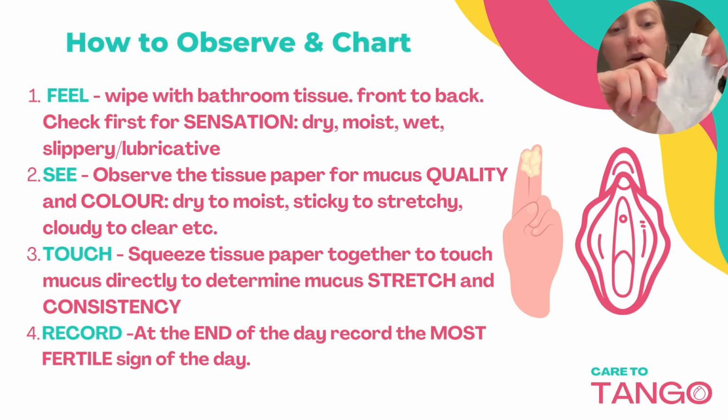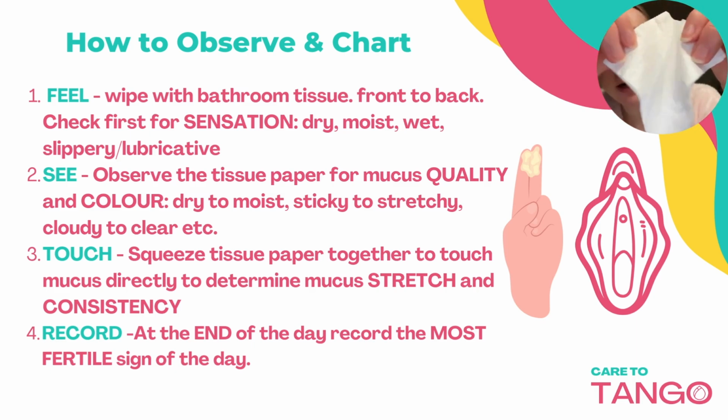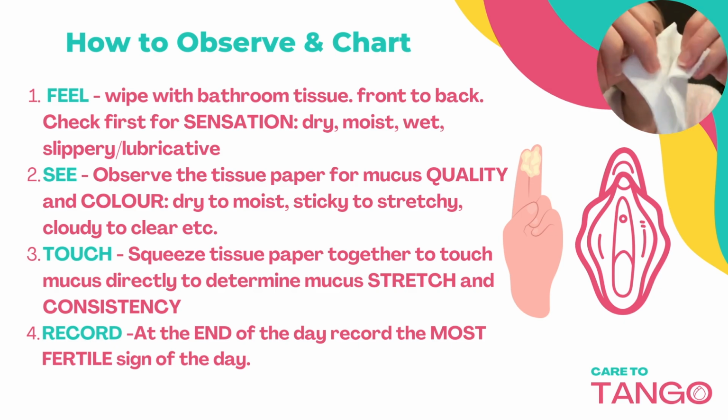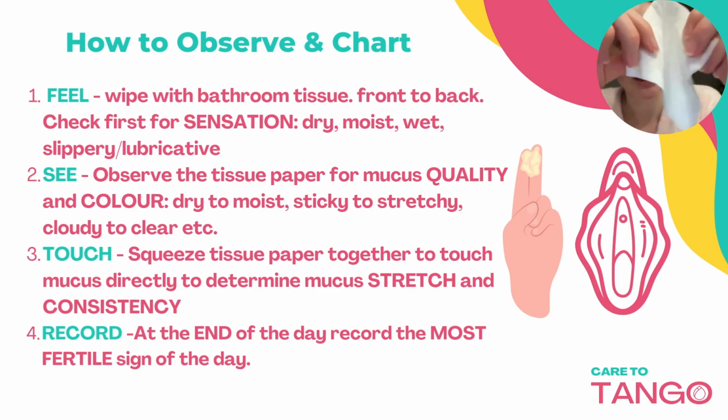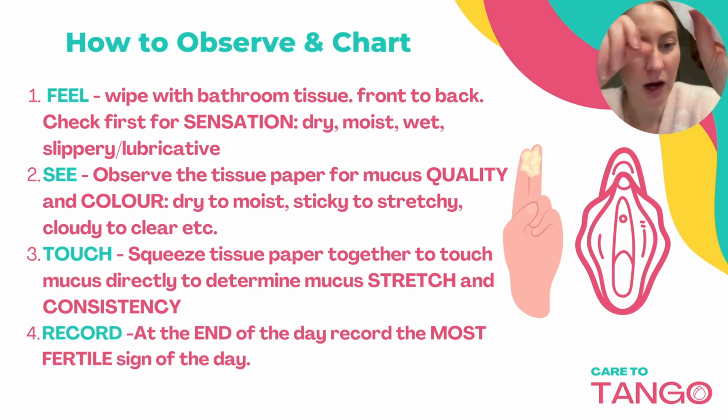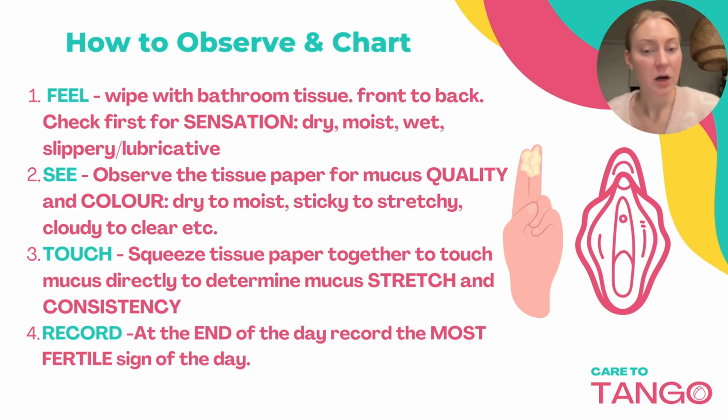Next, you can touch it, so you can squeeze the tissue paper together and then see if anything stretches. See what it feels like. Does it feel lubricative? If you really want to, you can touch it with your hands as well. Might be a little bit easier to determine. And then the last part is that you can just record what you see, and make sure you're recording at the end of the day the most fertile sign. You can record what you're seeing each time in your phone or on a notepad, and then on your chart, you're going to record the most fertile sign of the day.